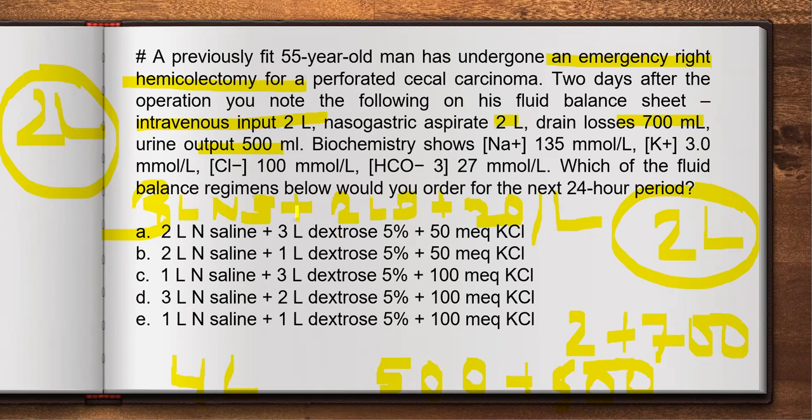How much total fluid you are giving to this patient every 24 hour? 5 liter. So how much potassium this patient will get? For 1 liter, patient should get 20 milli equivalent. So for 5 liter, 5 × 20 equal to 100 milli equivalent of potassium. So this will be your answer. 3 liter normal saline, 2 liter dextrose, 100 milli equivalent of potassium. Clear everyone? Any question?